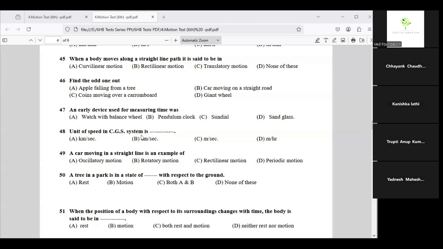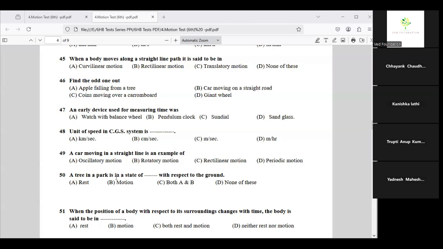48. Unit of speed in CGS system is. Unit of speed in CGS system is centimeter per second. So option B is correct. 49. A car moving in a straight line is an example of rectilinear motion. Motion along a straight line is rectilinear motion. So option C is correct.